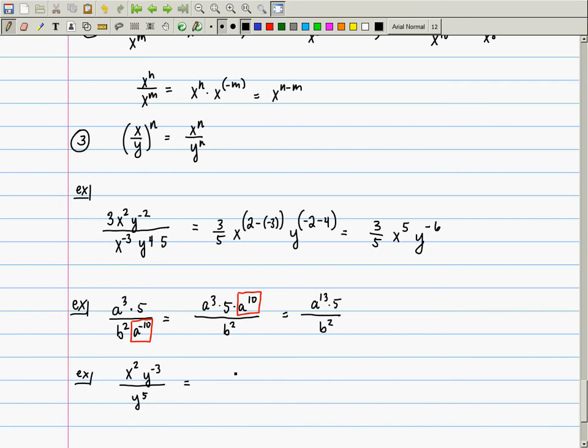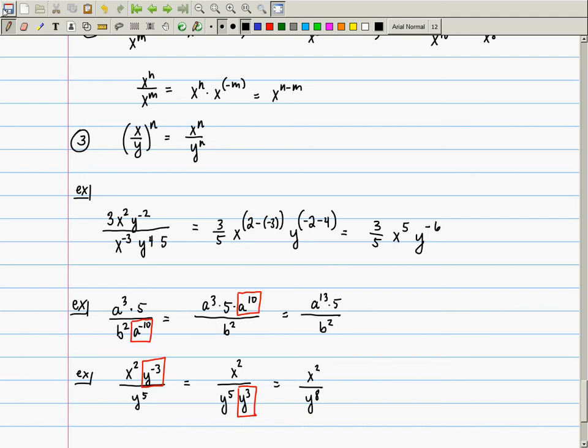So then this will be x squared over y to the fifth, y to the 3, right? So you can see that upon moving the y cubed term from the numerator to the denominator, the sign of its exponent changed. Okay, so then this will be x squared over y to the 8th. Okay, so any question about this?